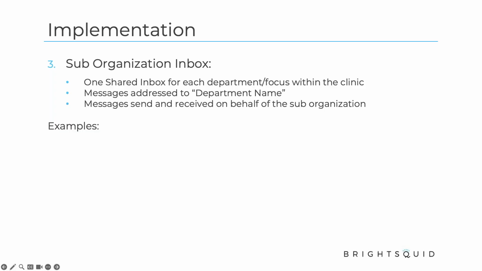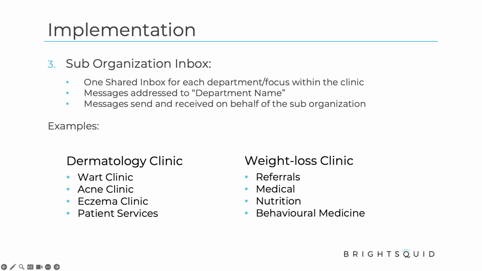Sub-organizations, so specializations within the clinic or departments within the clinic. Some examples are there's a dermatology clinic on our system who has their larger organization with an inbox, but then they also have one for the wart clinic, and they have one for the acne clinic and eczema clinic, and they have one for patient services. And a weight loss clinic has a specific inbox for referrals management, or the medical team, or the nutrition team, or behavioral medicine, depending on who the sender or recipient is working with. That helps organize those messages better.